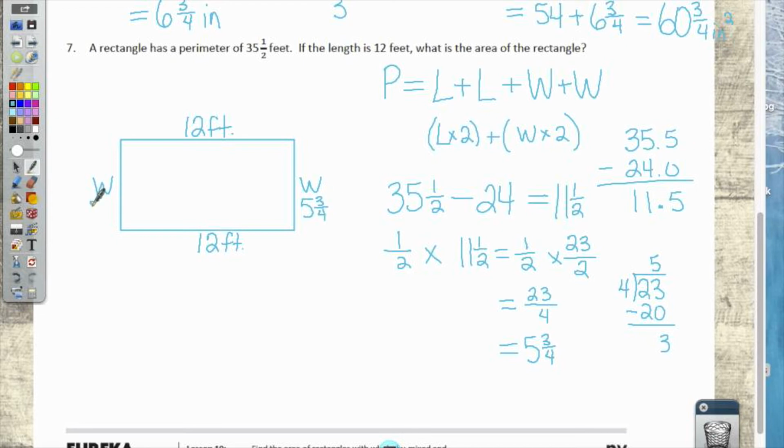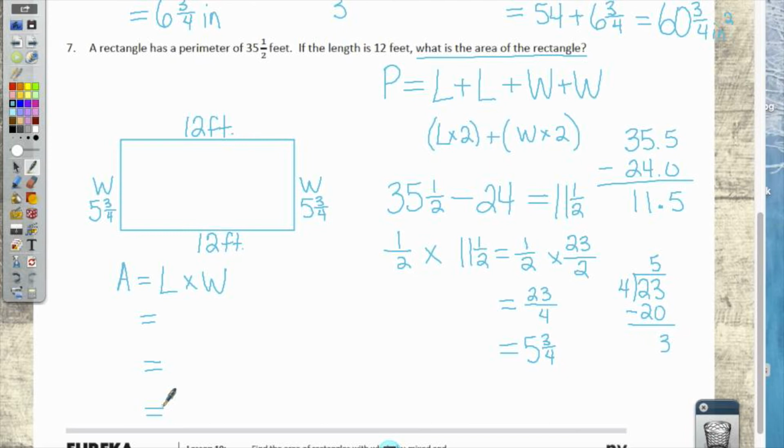So my width is 5 and 3/4. And my other width, 5 and 3/4. Now the question says, what is the area of the rectangle? So I have my entire rectangle labeled. Lexi, how do I find area? Area equals? You multiply 5 times 2 and 12 times 2.